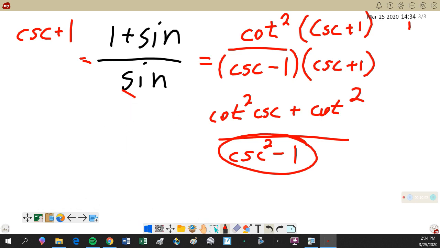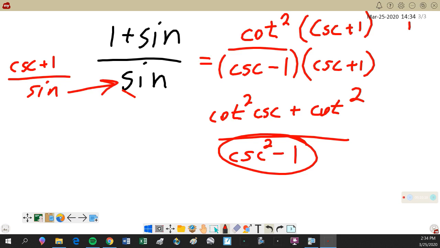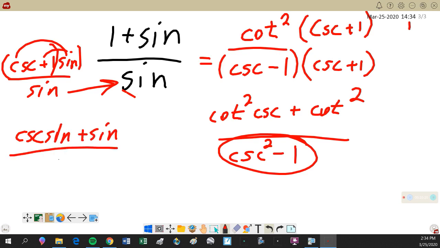So take cosecant plus 1, and I'm going to put a sine underneath it because I want it to equal that. But in order for that to remain equal, I have to do the same thing in the top. And now I get cosecant sine plus sine over sine. And cosecant and sine are reciprocals of each other, so that turns into 1. And I have 1 plus sine over sine. So either one of those two ways works.